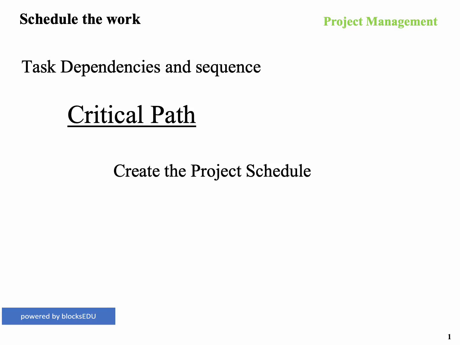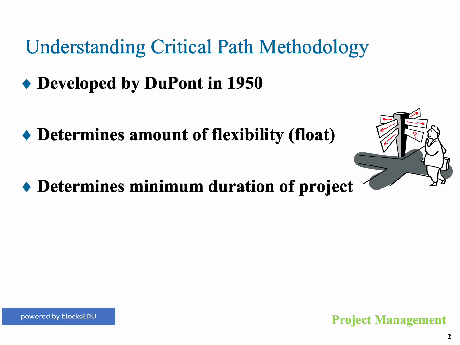We're now going to look at critical path. The critical path method was developed by DuPont in 1950. Its intention is to determine the amount of flexibility or float you have within a task and within your whole project. It determines the minimum duration of a project.